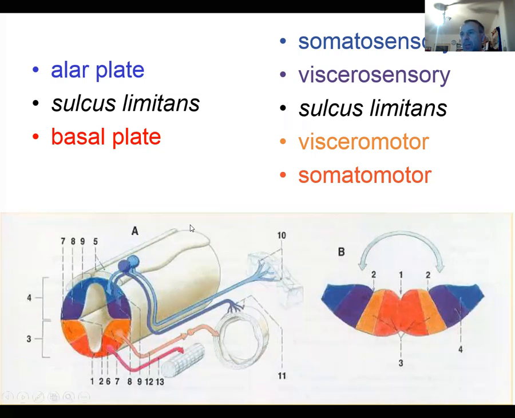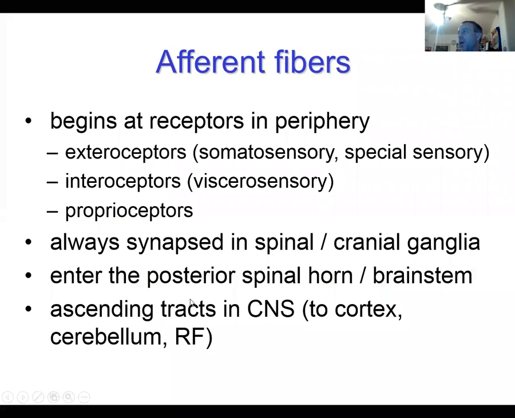Okay, so that was just a part of the embryology which is important for function. And to conclude, we should define the term, or we should talk about the afferent fibers. And what we already know that the afferent fibers begins at receptors, and these receptors can be exteroceptors, that means they are in skin, somatosensory, or in other special senses. So that's the vision, hearing, balance, smell, and taste. They can be in organs, so interoceptors, so visceral sensory, and proprioceptors, which are in muscles, tendons, and articular capsules.